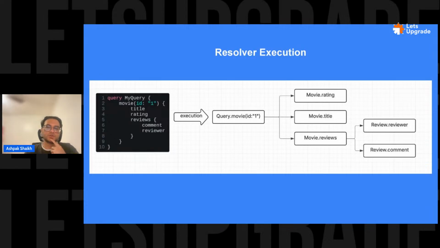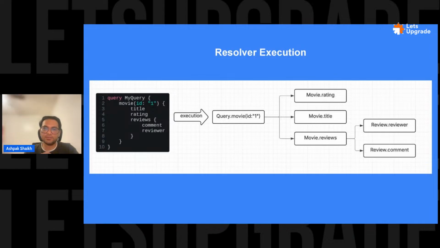Okay. So now this is a very important concept in GraphQL, which is the resolver itself. How is the query actually resolved at runtime? When we have a GraphQL query, and if you see the query in the slide, there is an example. We are asking for movie title, rating, reviews, comment, and reviewer. The execution starts from the root and it keeps going to the next depth as it proceeds.